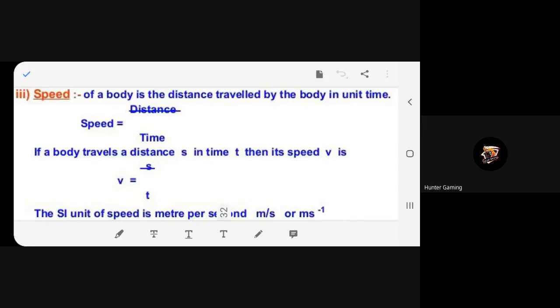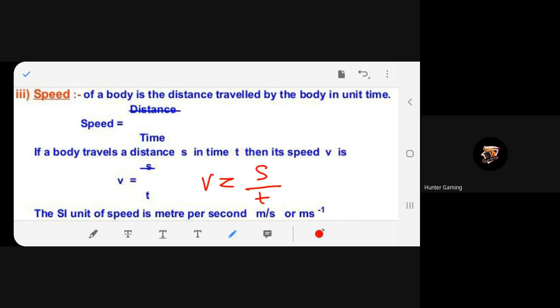Fine. So, what is speed? Speed is the distance traveled per unit time. So, speed is equal to distance upon time. All this you have to mug up now. You have to remember. So, if we take distance as s, then v is equal to s upon t. So this is speed.